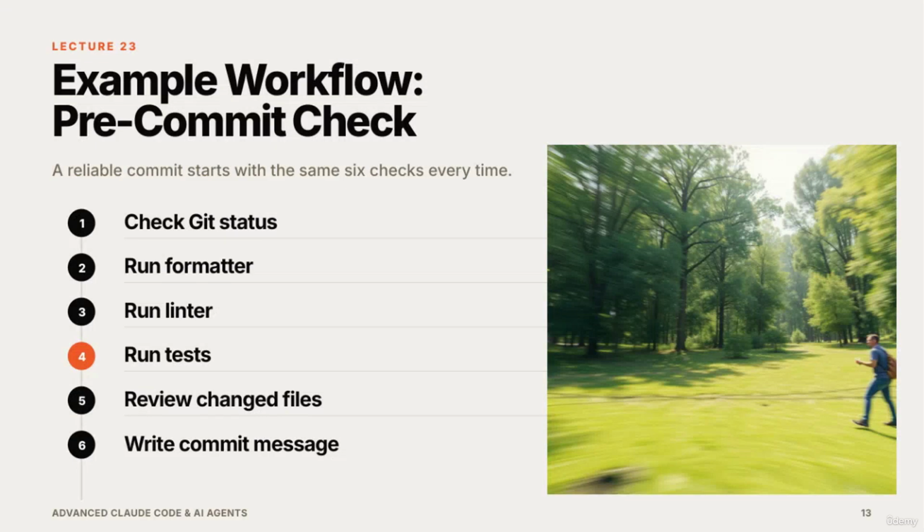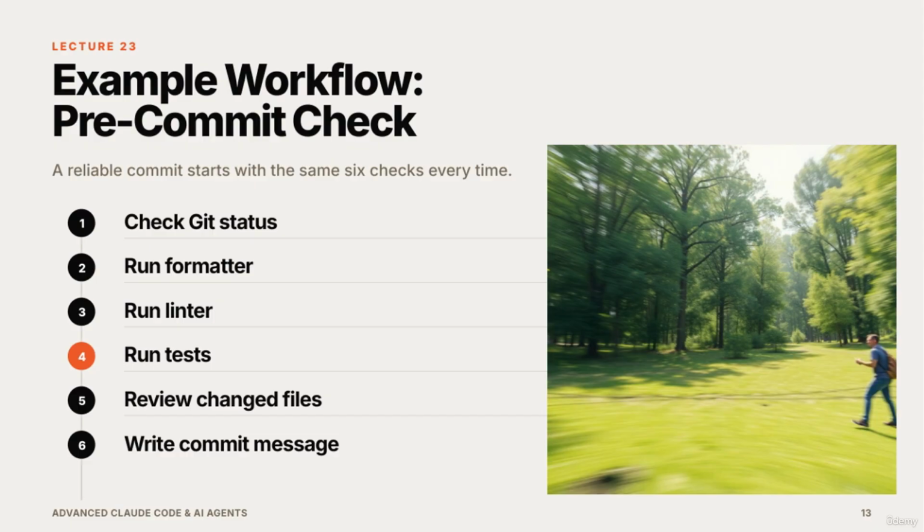Let's walk through an example workflow for a pre-commit check that ensures every commit is reliable and consistent. It starts with 6 essential steps that you should follow every time. First, check the Git status to see the current state of your working directory and staged changes.